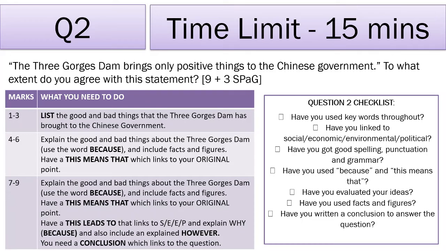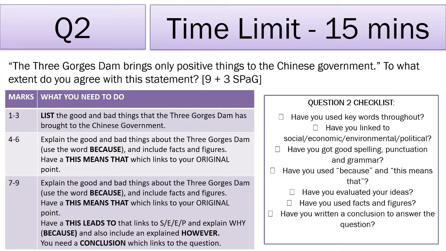For 4 to 6 marks, you need to start to explain your answer. So you need to start using PEDAL. So this is good because. Why is it good? This means that. What does it mean? What does it mean for the original point? What does it mean for the Chinese government? You also need to link to SEEP, so social, economic, environmental, political. This is social because, or this is economic, and explain why. Remember, you're doing that twice because you're doing 2 PEDAL paragraphs, 1 positive, 1 negative.